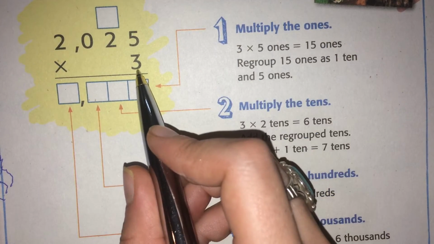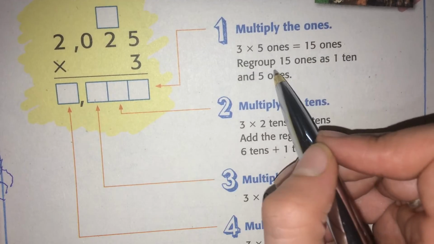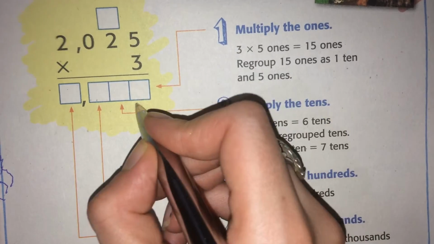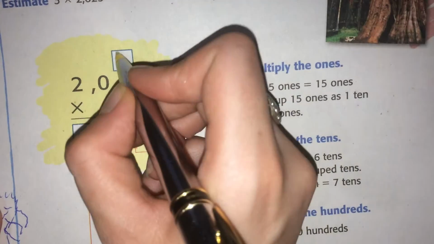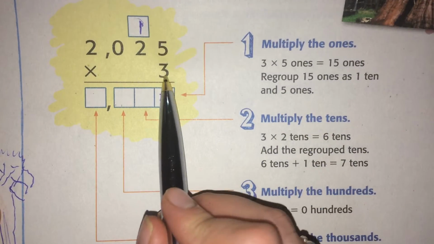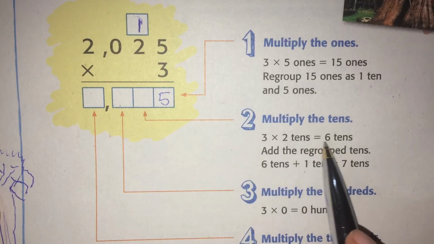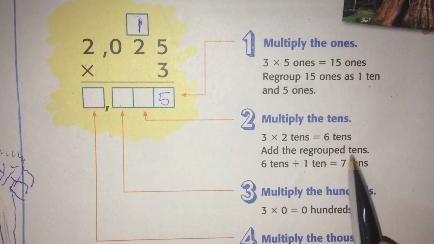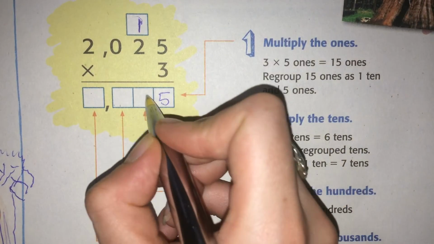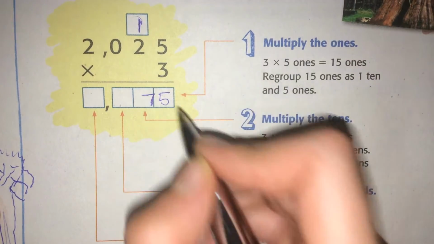Multiply the ones first. So 3 times 5, and we know that's 15 ones. So we regroup 15 ones as 1 ten and 5 ones. So 5 ones and add the 1 ten. Multiply the tens. So 3 times 2. Okay, so that equals 6 tens, but we have to add the regrouped ten. So 6 plus 1 equals 7. You see that nice and clearly?